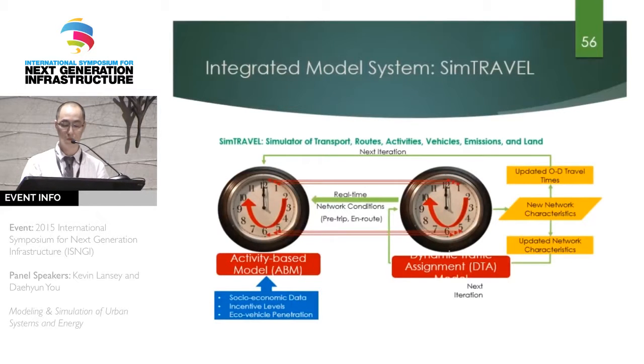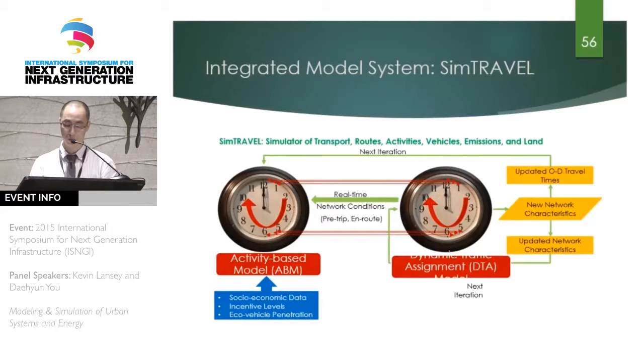In order to model impacts of low emission zones, an integrated model system called SimTravel is used in this research. The integrated model system comprises three major model components, namely land use microsimulation, UrbanSim, activity-based travel behavior model, OpenAMOS, and dynamic traffic assignment model, DTALite. Socioeconomic data, land use characteristics, incentive level, and eco-vehicle penetration are provided into the activity-based model before running microsimulation.